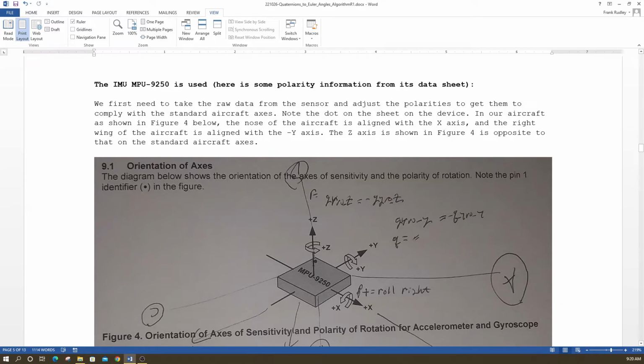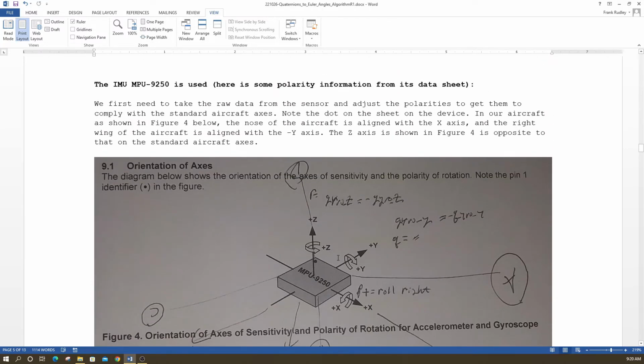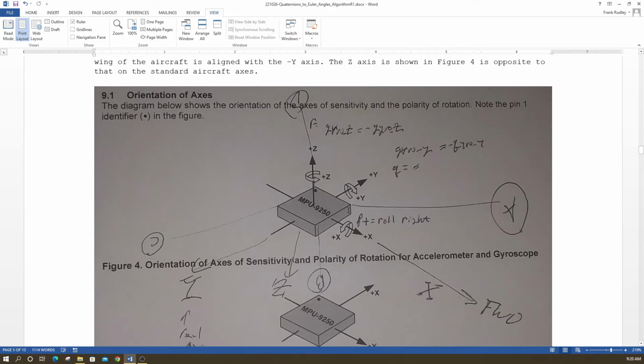So there's a little dot here on the chip that you can look at that helps you reference these polarities. In our aircraft, as shown in figure 4 over here below, the nose of the aircraft is aligned with the x-axis. So it just so happens the way we have this oriented in our quadcopter, this is the nose of the aircraft, our forward x-axis.